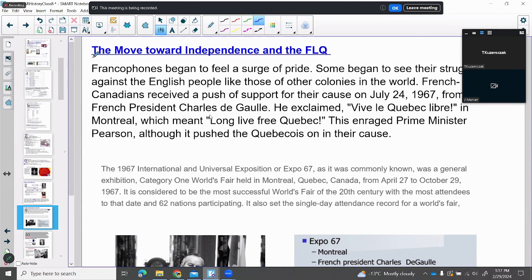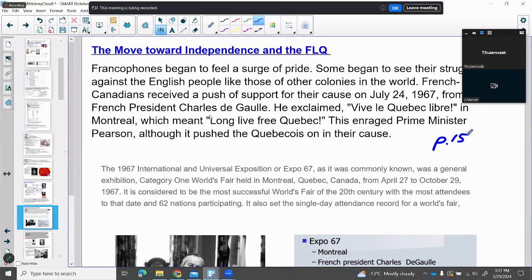So if you're following along in your book, you can turn to page 15, under the heading The Quiet Revolution. So again, they wanted to preserve their culture. They felt that they were discriminated against socially, culturally, politically, and economically.